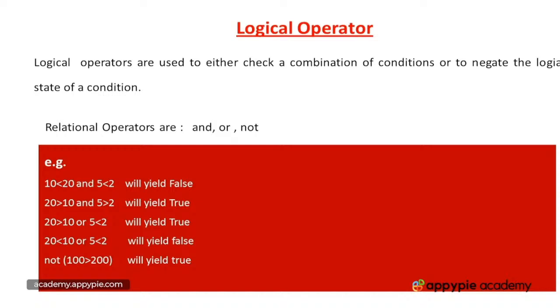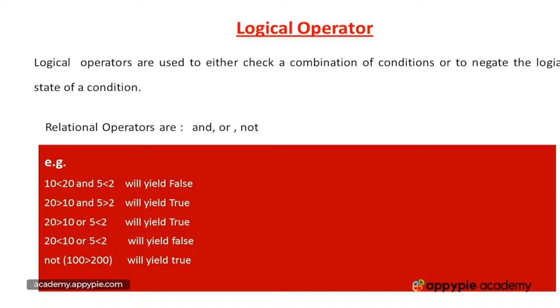What I mean to say is, there is a need for only one condition to be true, others can be false. So 20 greater than 10, this condition is true, or 5 less than 2, this condition is false. But even then, the final result will be true, because one condition is true.